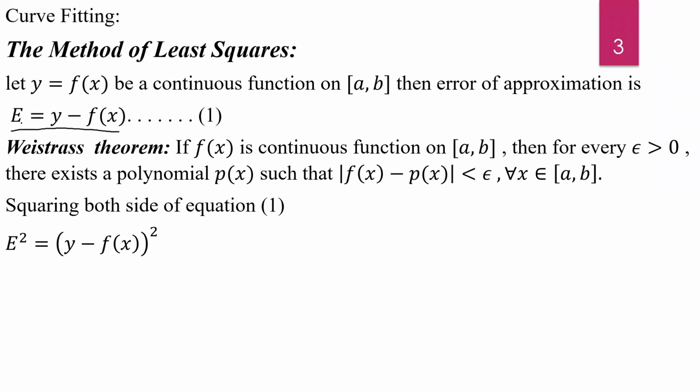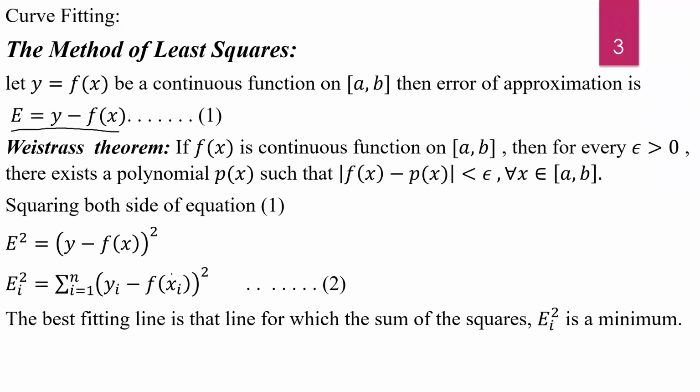We write this in terms of summation. In general, we write the summation of e suffix i squared, with i running from 1 to n, which is the summation of y suffix i minus f of x suffix i, squared. The best fitting line is that line for which the sum of the squares of the errors is minimum.